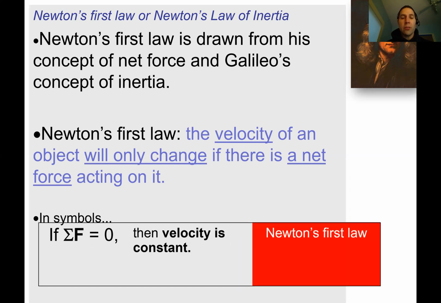In symbols, we could write it this way: the sum of the forces acting on an object, if those add up to 0, then the velocity of that object is going to be constant. Okay, so there you have it in words, there you have it in equation form.